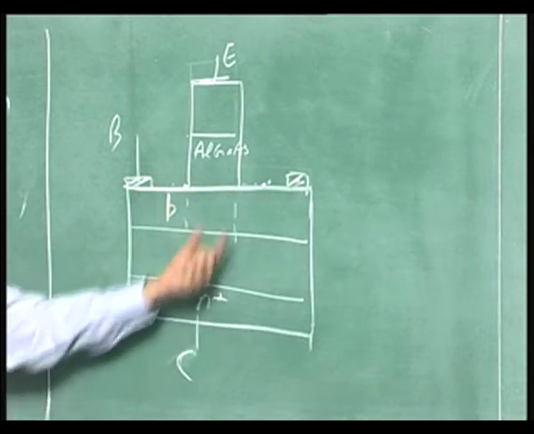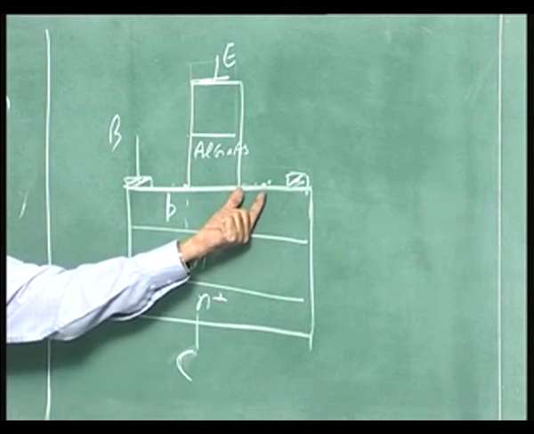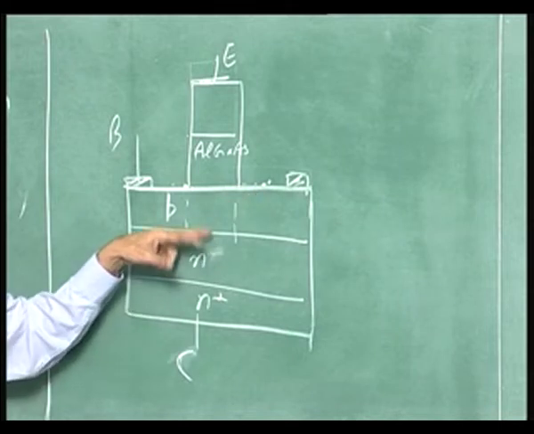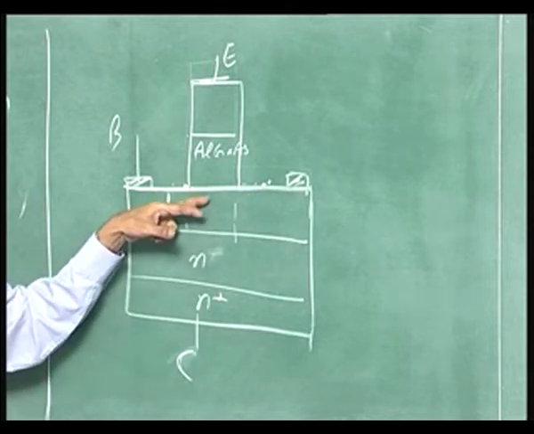So, what we have to do is compute that current and see, if you compute the beta by finding out the collector current divided by base current, how much will that be?